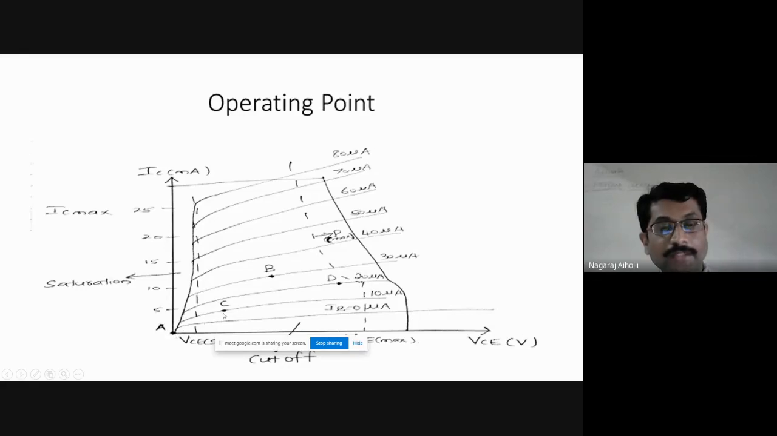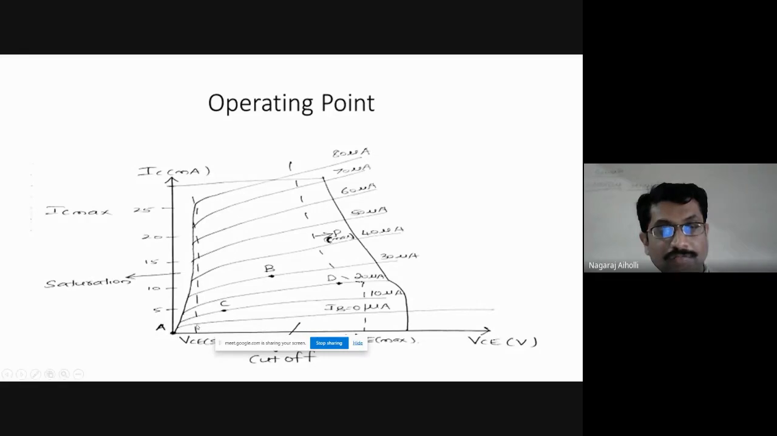And when I come to point C here, that is operating point C, it is also nearer to the region of 0 collector current and 0 collector to emitter voltage. And you can see here, nearer to this operating point C, there is a huge spreading of the IB curves.